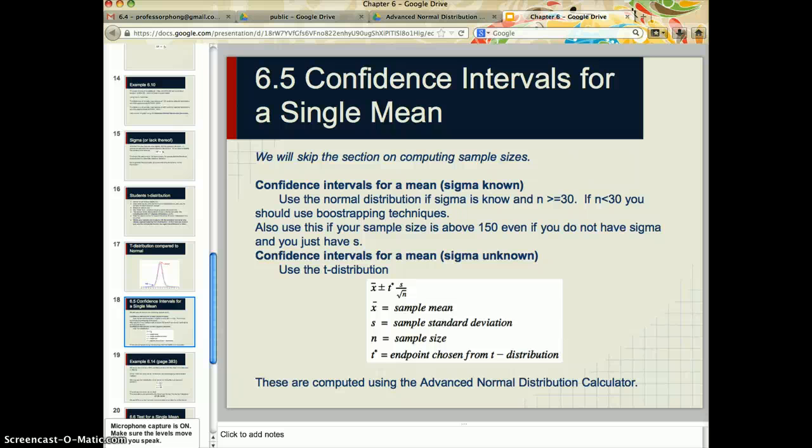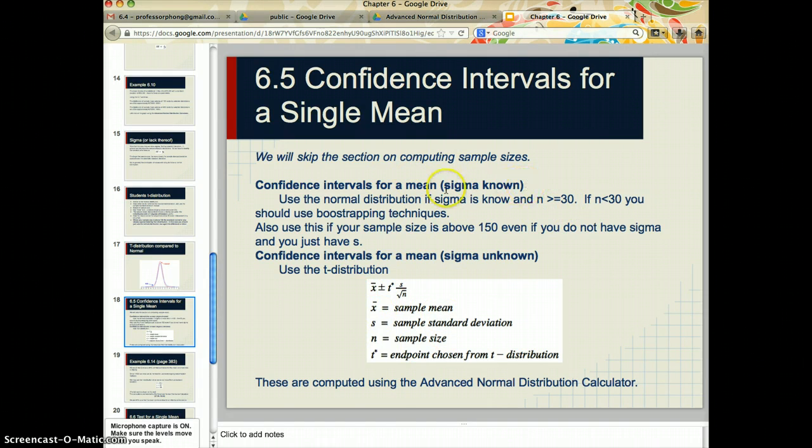Here's the video summary for Chapter 6, Sections 6.5 and 6.6. 6.5: Confidence intervals for a single mean. Note that this is primarily using the t-distribution. That's what we're going to go through today.